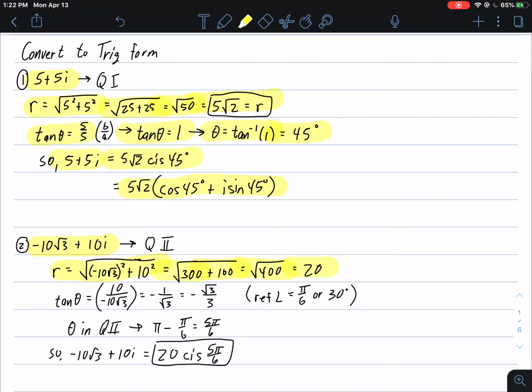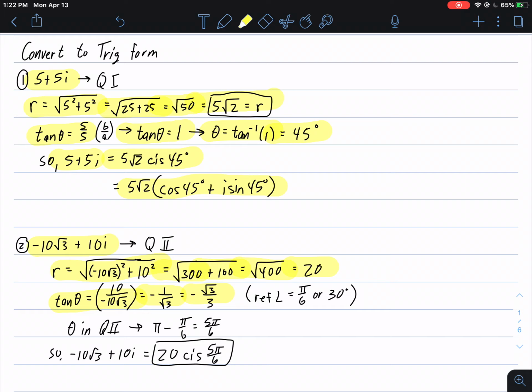Then we've got the tangent of theta equals b over a. So 10 over negative 10 square roots of 3. Or negative 1 over the square root of 3, or negative square root of 3 over 3 if we rationalize that denominator. And that's a recognizable value. Again, it better be at this point, at least in terms of our reference angle. The angle whose tangent is square root of 3 over 3 is pi over 6, or 30 degrees. So that's my reference angle.